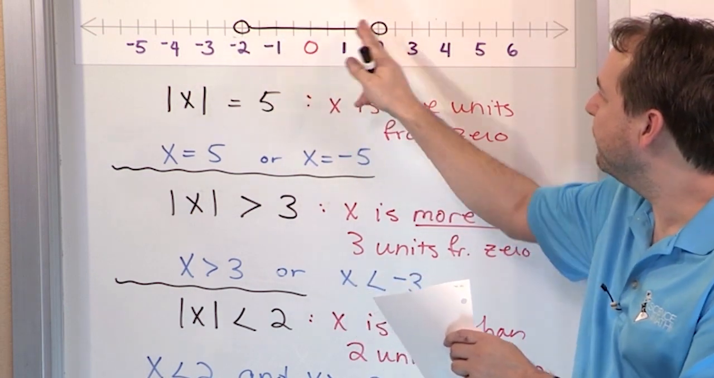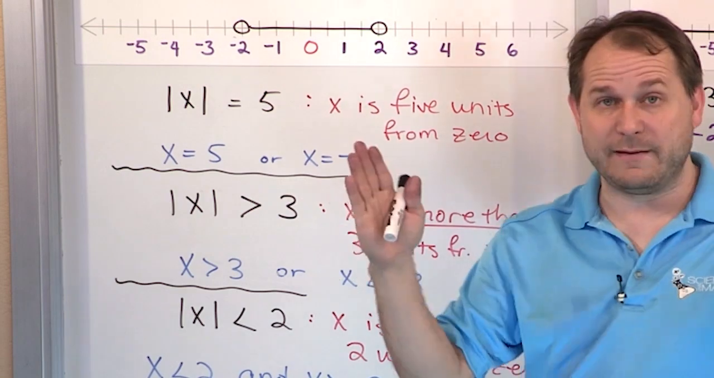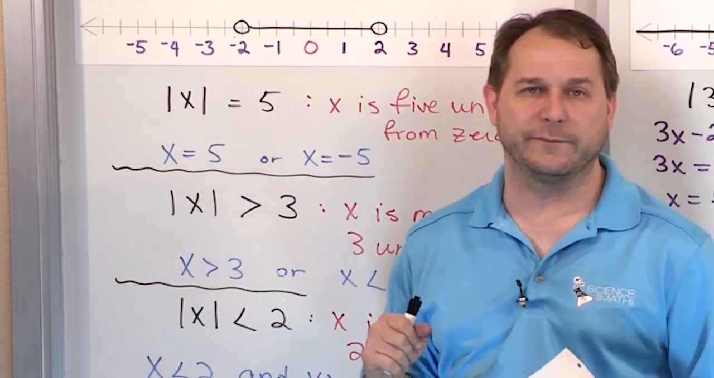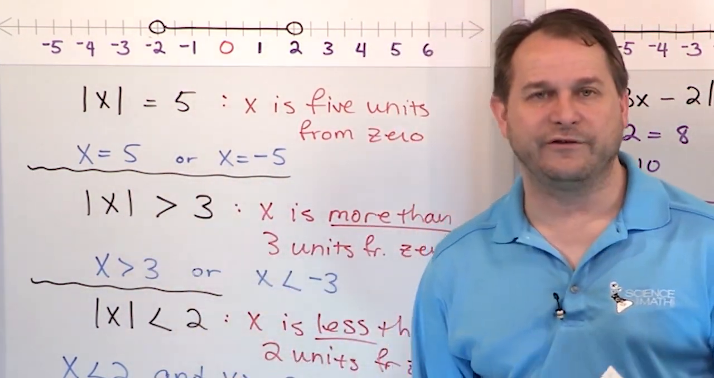Notice that this is 2 distance units away, this is 2 distance units away. So the values of x are going to be somewhere in between, less than 2 distance units away there. That's why it forms a segment. So one forms an or, this one, and one forms an and, which is this one.